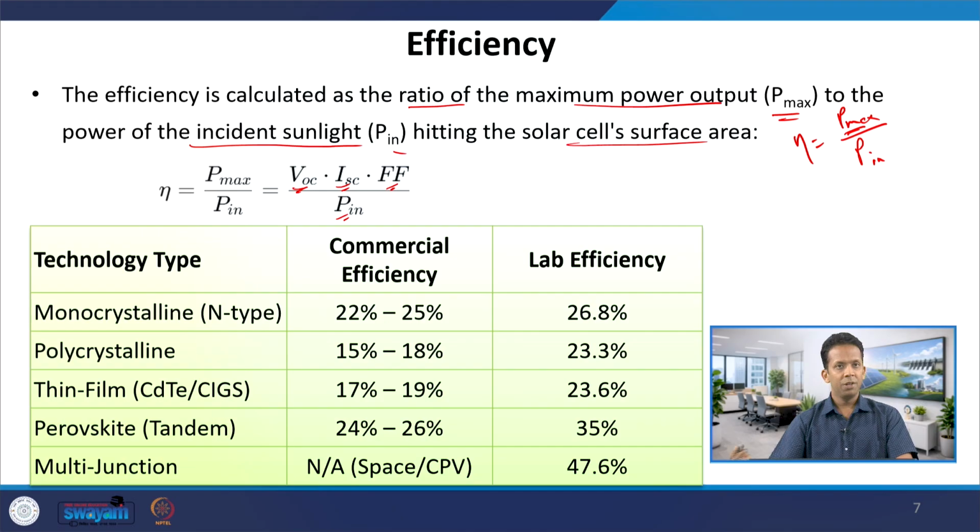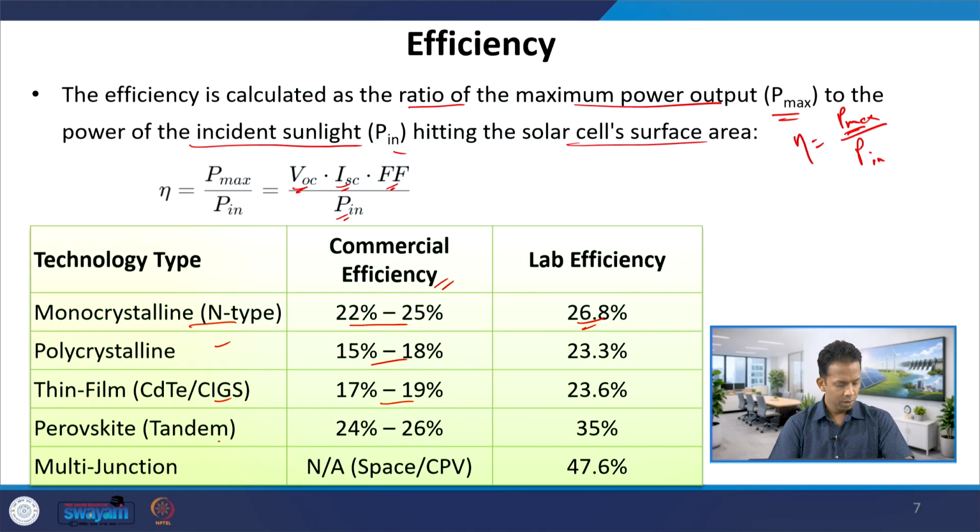Most of the common ones, that is monocrystalline, polycrystalline and thin film, have efficiency ranging from 15 to 25%. As you can see here, monocrystalline N type is 20 to 25. Lab efficiencies are much higher because there they are not subjected to real world conditions. In real world conditions, the efficiencies would always be lower. So in commercial efficiency, 20 to 25. Polycrystalline, it's 15 to 18, and thin film is 17 to 19.